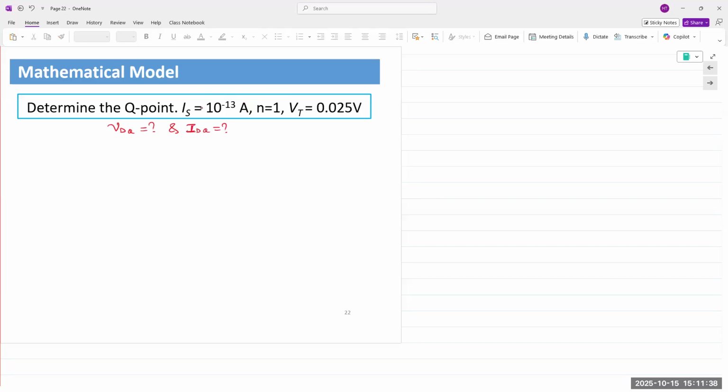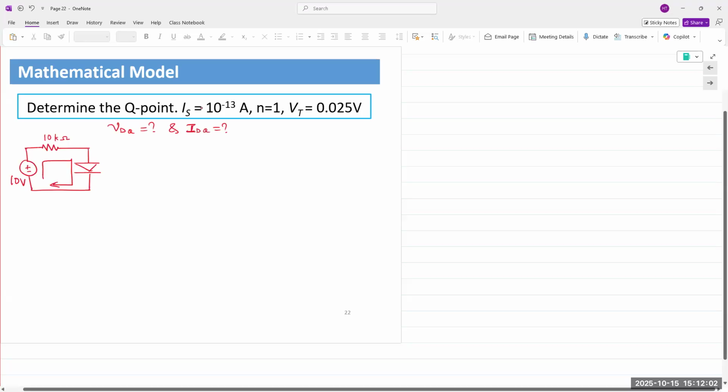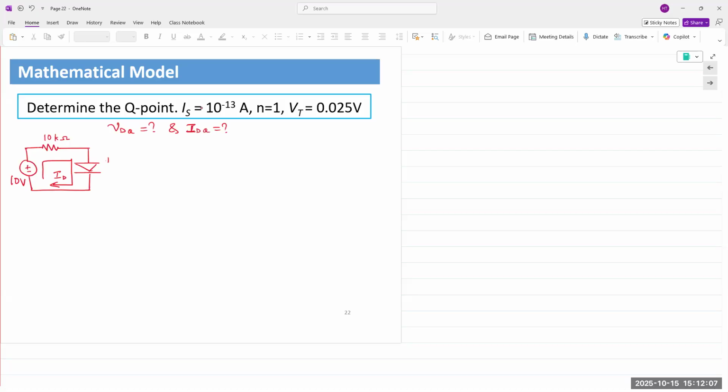Our circuit is still the same. As a refresher, if you don't remember, you had a voltage source, resistance of 10 kilo ohms. This is our diode. 10K, 10 volts, results in current ID. And diode voltage VD to appear across that diode.